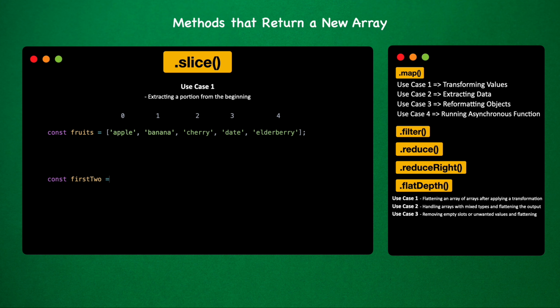By calling slice(0, 2), we tell JavaScript to start at index 0 and stop before index 2, effectively slicing the first two elements. The output is apple and banana, a new array containing just the sliced elements.